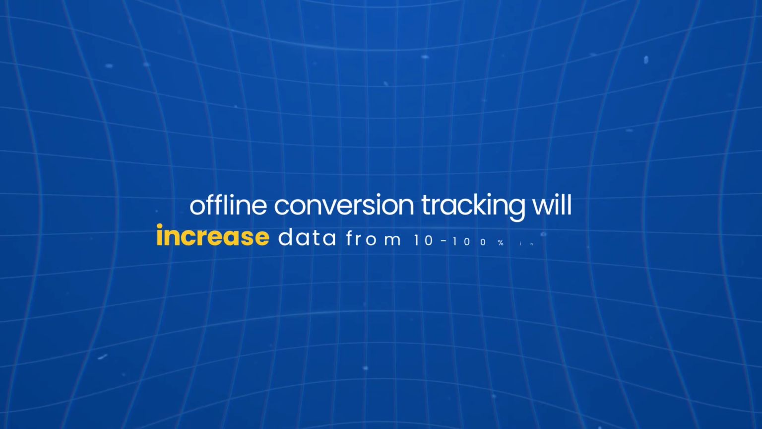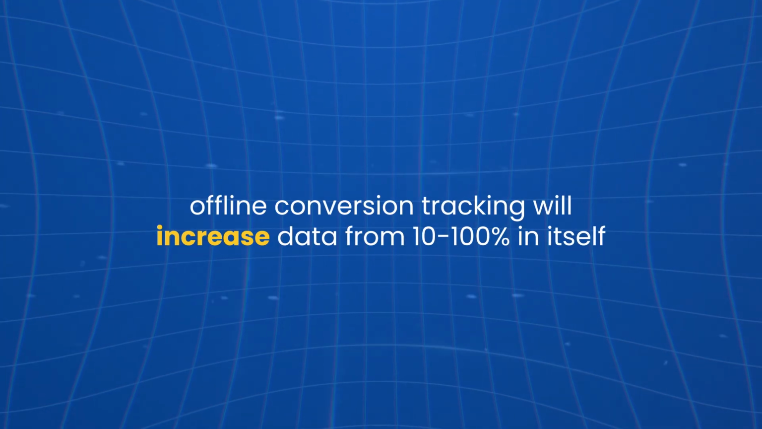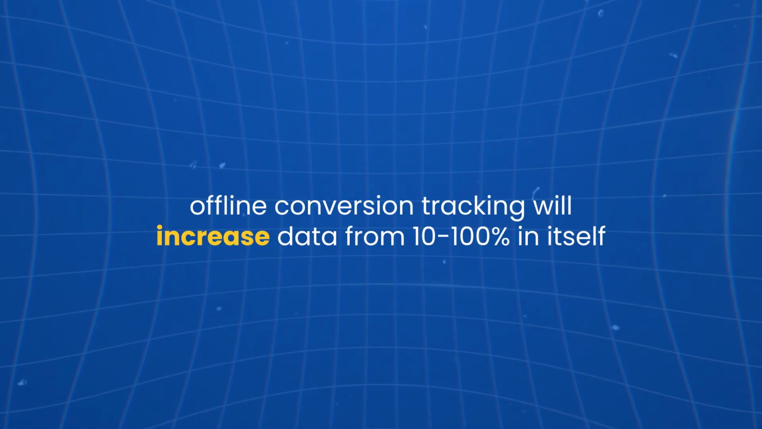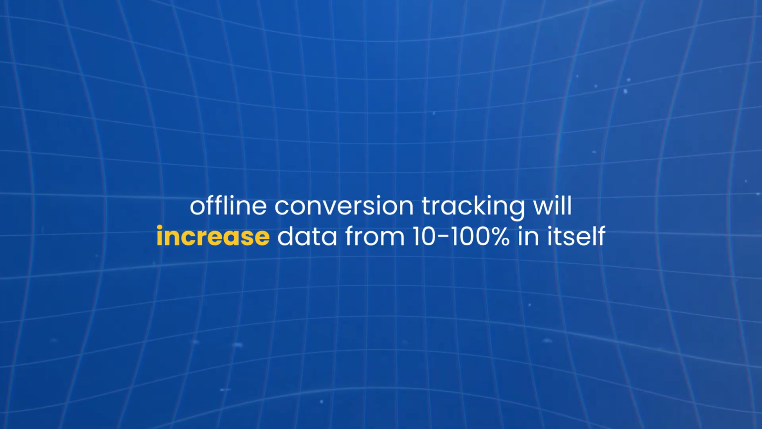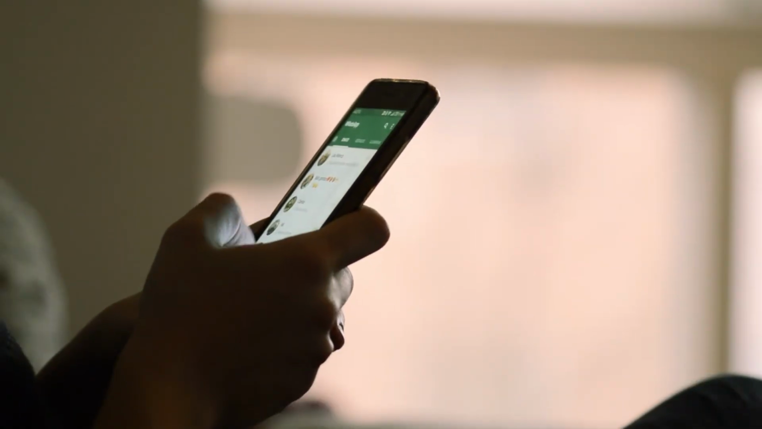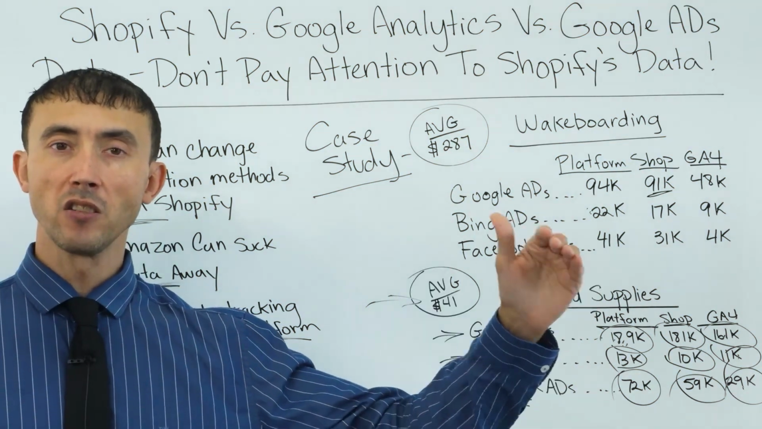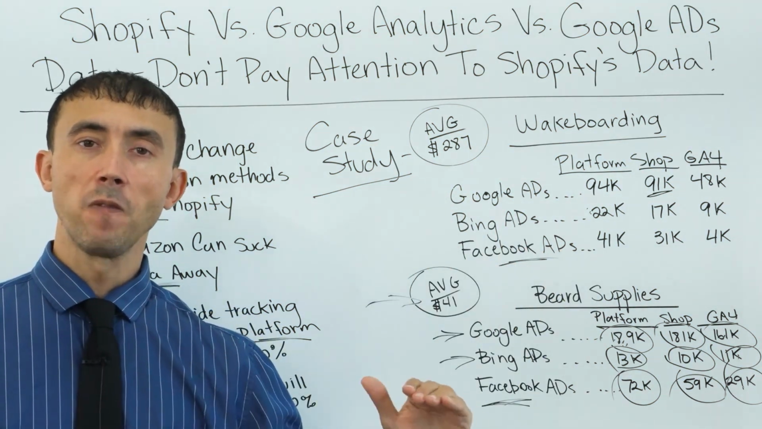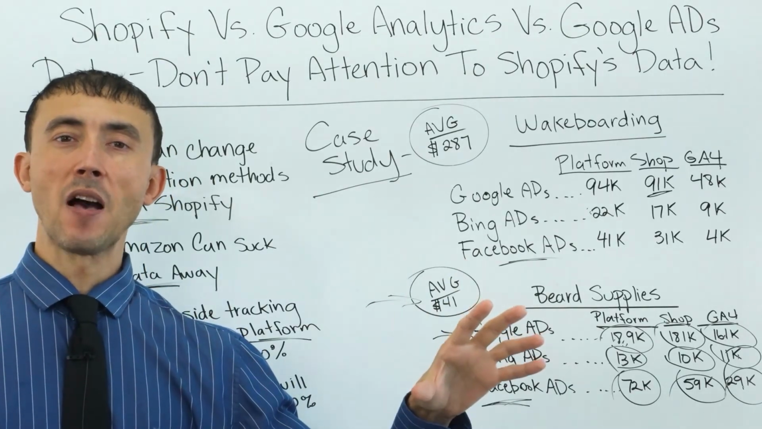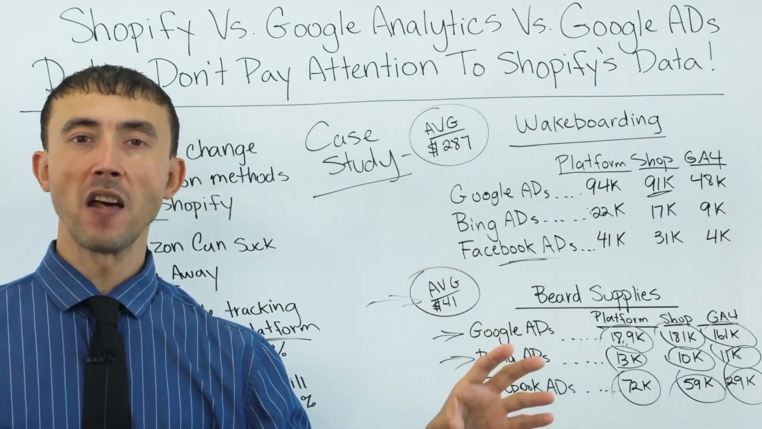And then also, offline conversion tracking will increase data 10 to 100% in itself. So offline conversion tracking data, meaning if somebody purchases offline through the phone, you don't take every order through the cart. In that situation, you want to track and take those sales that occur offline and import them in your ad account into a separate goal so you can track both the cart sales and add that to the offline sales that you're getting, so that the ad platform, again, can optimize on the full amount of data.